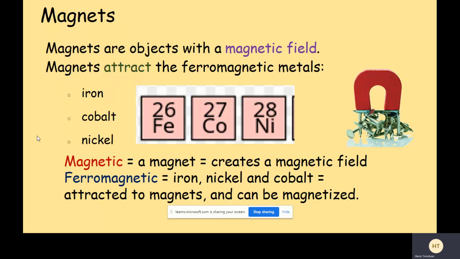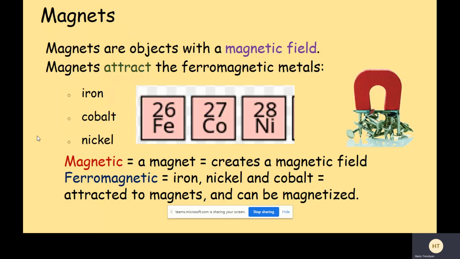Magnetic means that it's a magnet, which means it creates its own magnetic field. It means it has this influence on other objects. And ferromagnetic is iron, nickel, and cobalt, which means that they're attracted to magnets and can be magnetized, but they're not actually magnets themselves. They don't have their own magnetic fields unless they're magnetized.